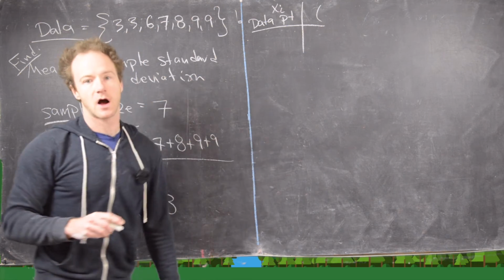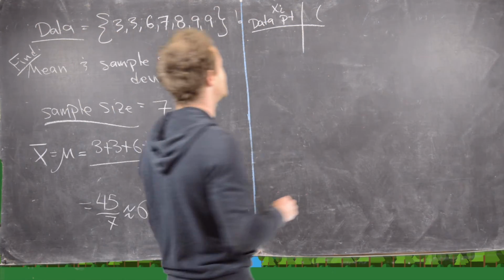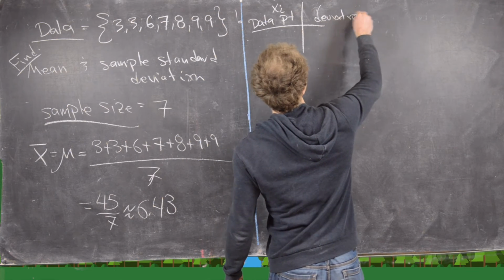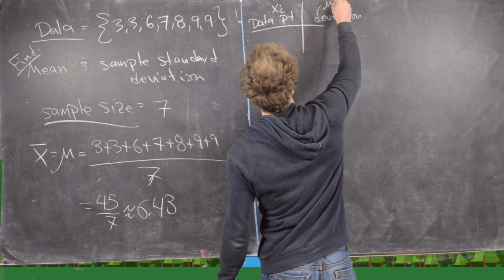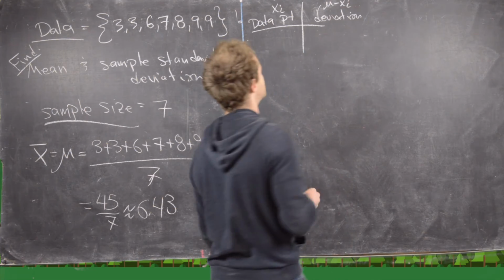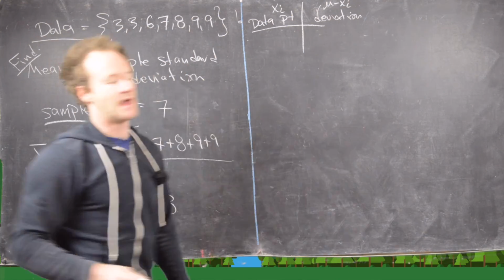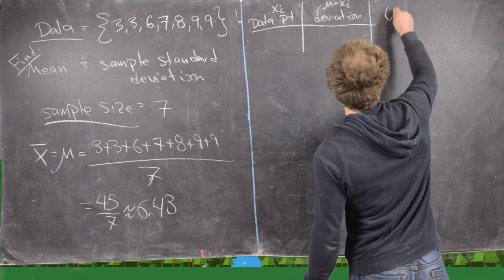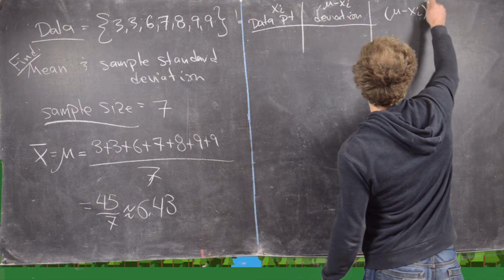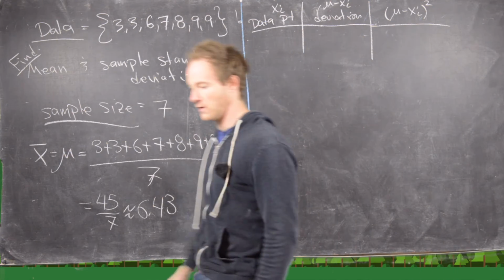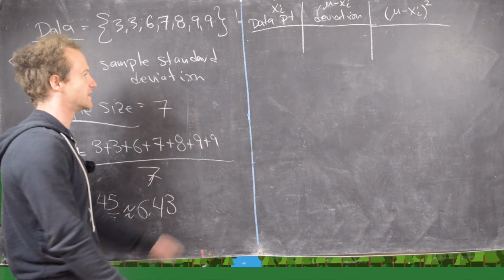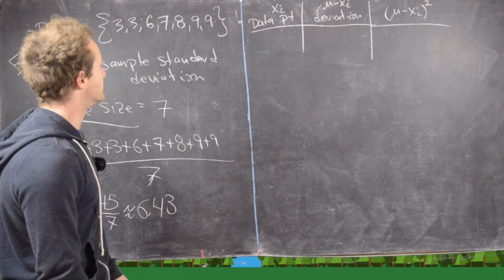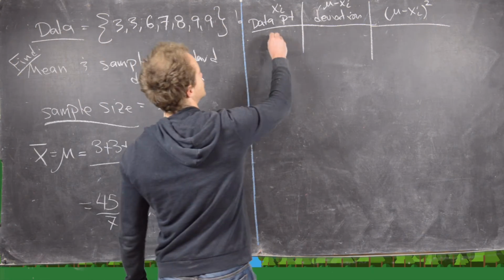And then the middle column will be given by the deviation. And that'll be the deviation from the mean. So that'll be mu minus xi. Good. And then finally, the last one will be the square of that. So I'll just write that as mu minus xi squared. Okay, so we've got 7 data points to work with. So that means there's going to be 7 rows in this table. So we'll just do one at a time.